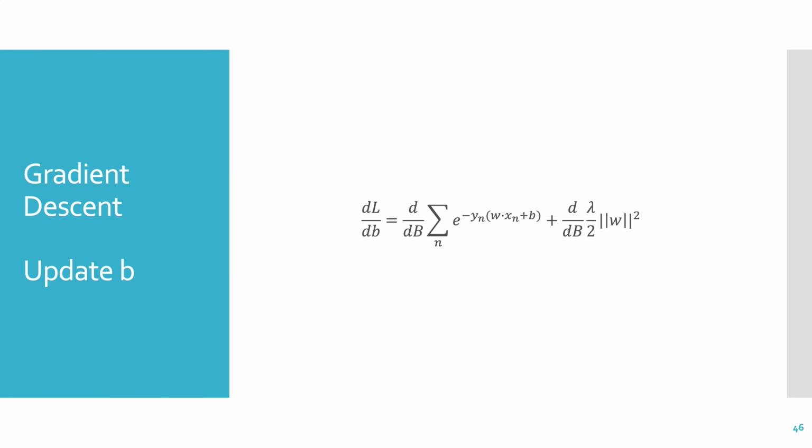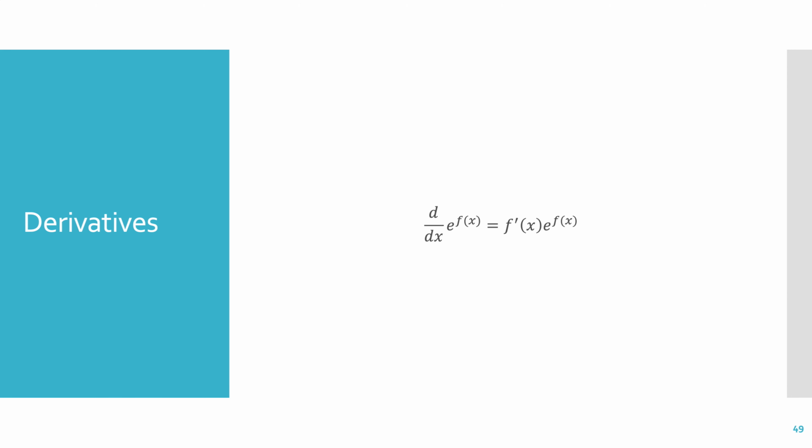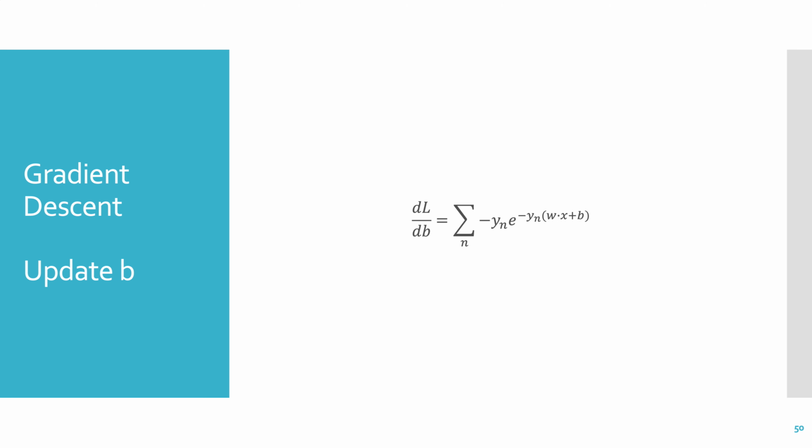Remember that taking the gradient, we can bring it into the equation and separate it out into its parts. There's no b in the regularization term, so this becomes simply this. The derivative of the sum is the sum of derivatives, so we can pull the derivative inside the summation. Remember that the derivative of e to the f of x is f prime of x e to the f of x. So we get that the gradient of L with respect to b is this.